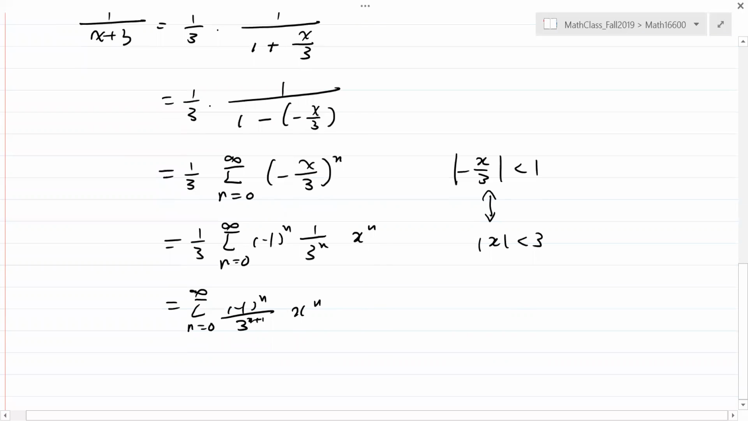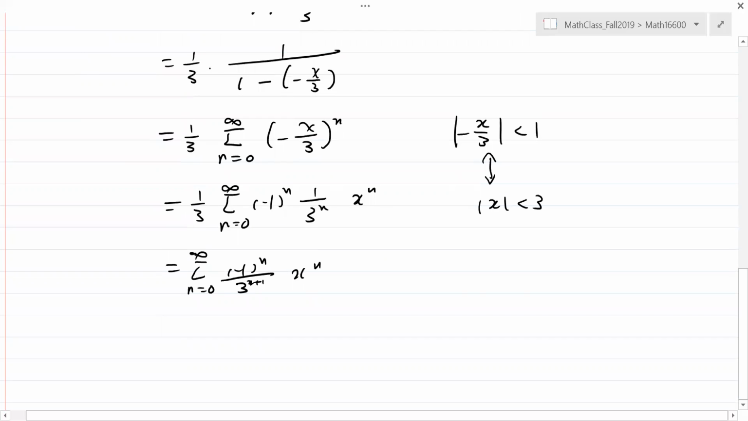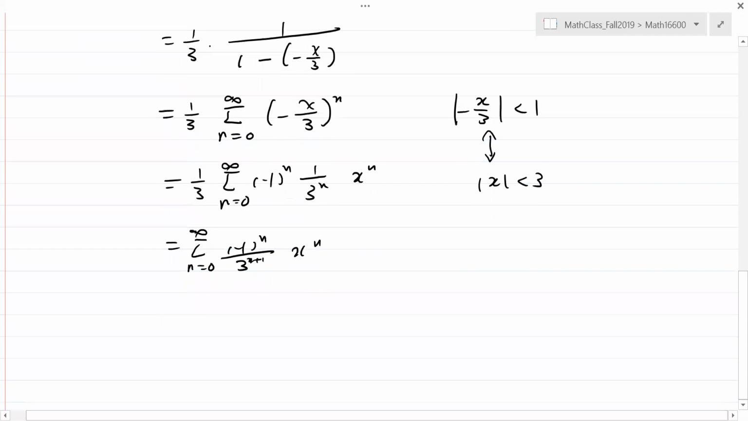So 1 over x plus 3 can be expressed as a power series, right? For absolute value of x less than 3. Okay, and it's done. All I have to do is always express it in the form like 1 over 1 minus x. And similarly, you get something like 1 plus x squared, right? How to express it? Express it in the form. Okay, I can do that.